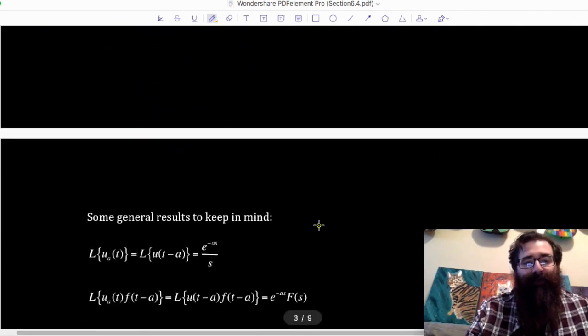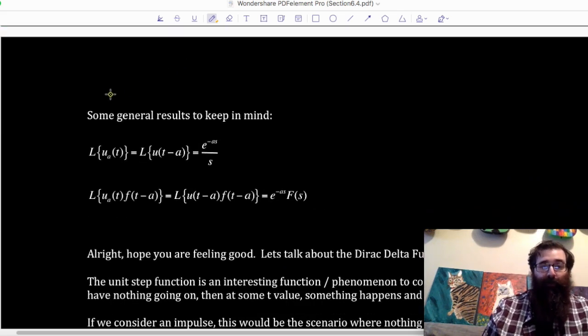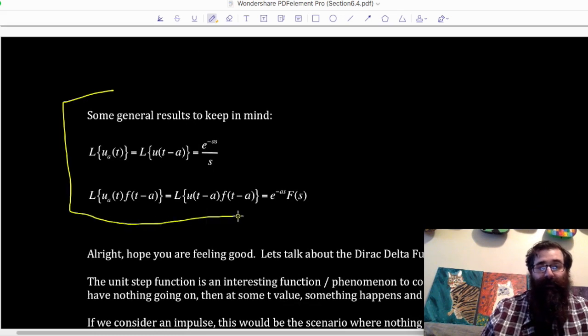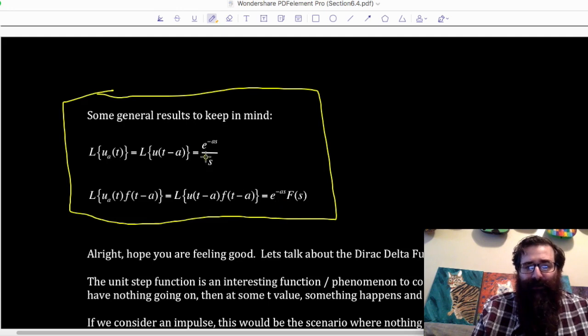Pretty nice. All right, some cool stuff to keep in mind. This result that we just showed, that e to the minus as divided by s. And then another cool result here, if I were to take the Laplace transform of that unit step function, treating it generally, times some function of t minus a that's also been shifted, then we could write it this way. This is a shorthand notation. We could also call it u of t minus a, but it's really just a shift. And this gives us the result e to the minus as times F of s. And we can think about it really connecting these two ideas.